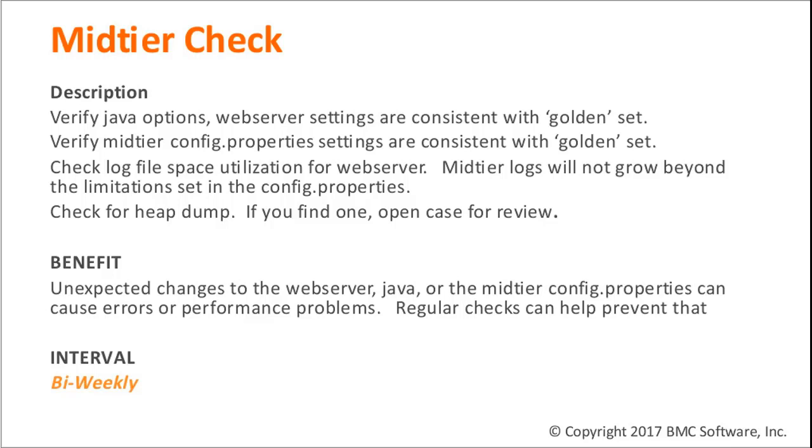And the other thing that we would like you to do is regularly check for heap dumps. If you find one, open a case for review because there's something that we probably can do to help you. The benefit of doing that, of course, is if you have unexpected changes to your web server, to Java, to your mid-tier config properties, those cause errors or performance problems in the mid-tier component. So regular checks will help us prevent those.